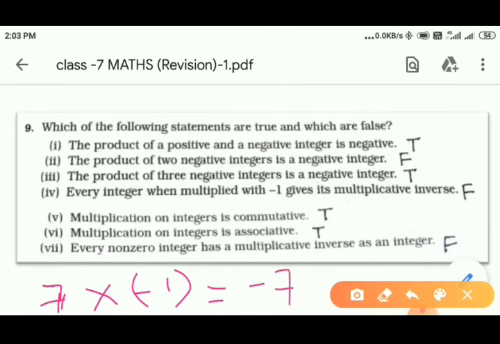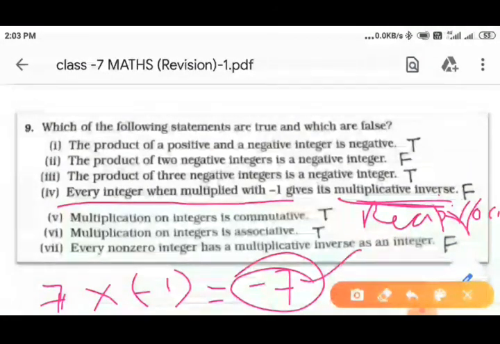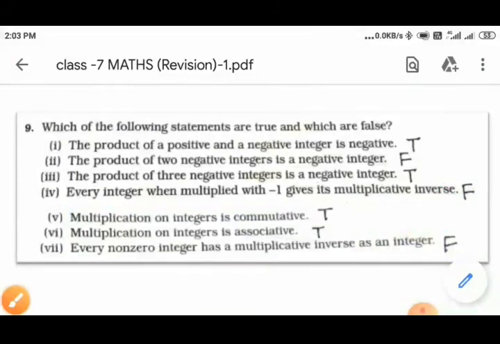So when you are multiplying any integer with minus 1, you will get its additive inverse, not multiplicative inverse, because multiplicative inverse means reciprocal. So this is not reciprocal. Am I correct? This is additive inverse, as you can see in this example. So when you are multiplying any integer with minus 1, it will not give us multiplicative inverse, it will give us additive inverse. That's why this statement is false.